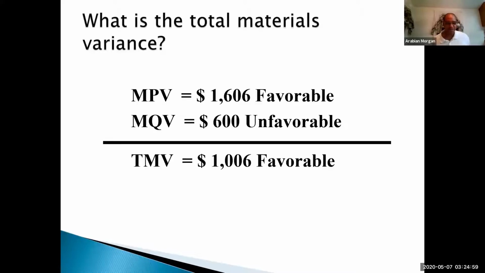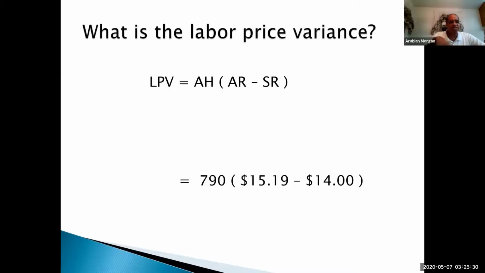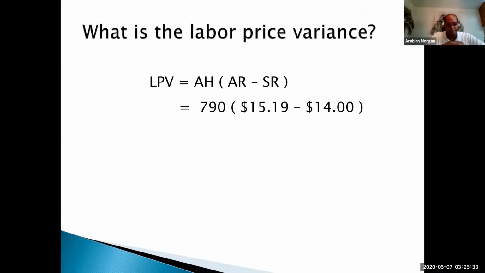All right, look at page 427. Or before I move on, any other questions on the material variances on page 426? Any questions at all? Okay, look at page 427. On page 427, we have the labor variances. So the first one is the labor price variance. This is the formula. And if we drop in our variables into the formula, this is what we get. Give you a moment to write that down.